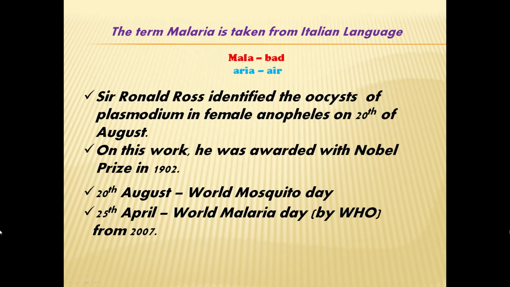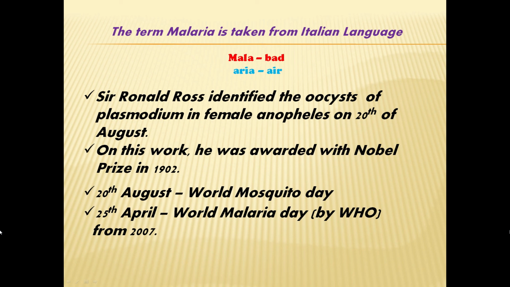Now let's know about the history of malaria. The term malaria is taken from the Italian language. Mala means bad and aria means air. They used to think that malaria spread with foul air or bad air, so they named it malaria. Sir Ronald Ross identified the oocysts of Plasmodium in the crop of the female anopheles on 20th of August.